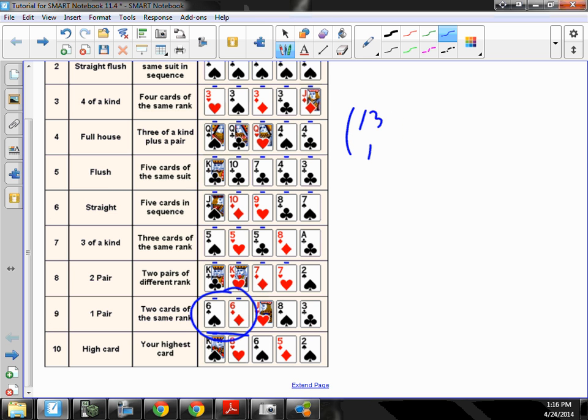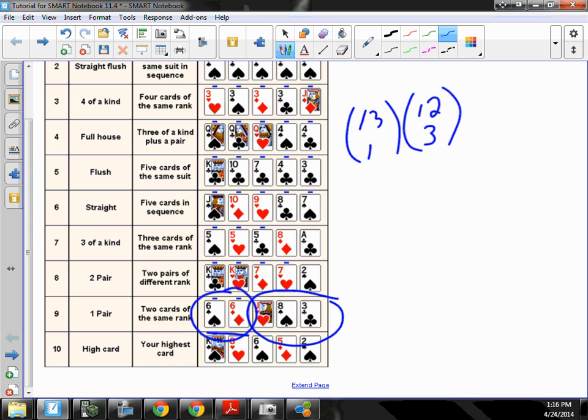13 choose 1. How many ways are there to choose the numbers here? There are 12 numbers left. Is it going to be 12, 11, 10, or is it going to be 12 choose 3? Well, if I change the order of the numbers, does that change the hand? No. So 12 choose 3.